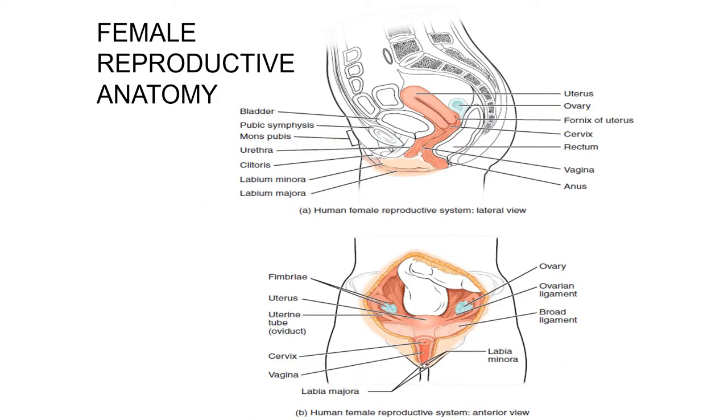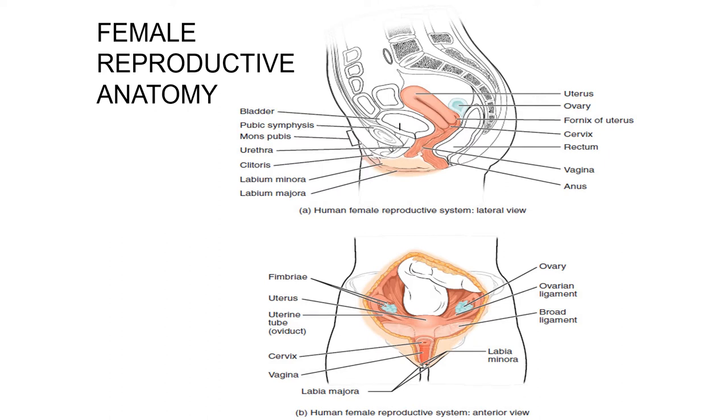Here we have a nice picture of the female reproductive anatomy. Let's focus on the top image first, and then we'll work our way down. This top image is a lateral view. We're looking at the side. Basically, we did a mid-sagittal cut. We cut the body in half from head down, and we just turned it. So we're looking at the lateral midline, if you will, of the female body.